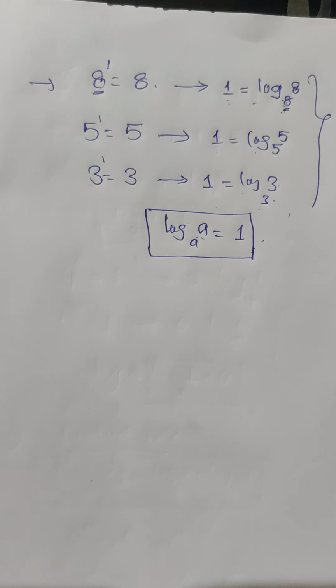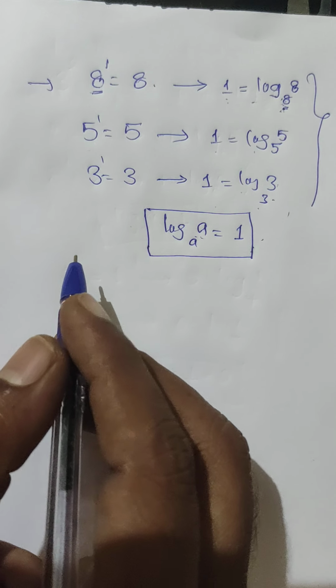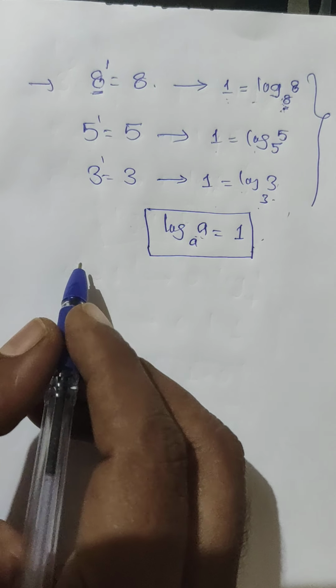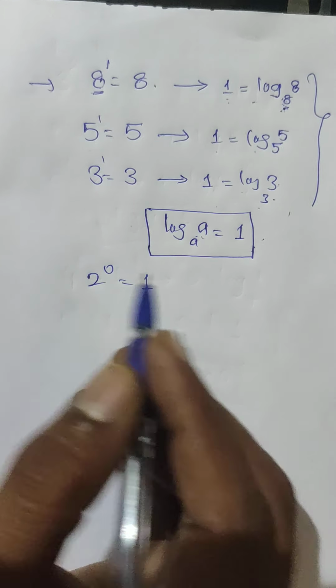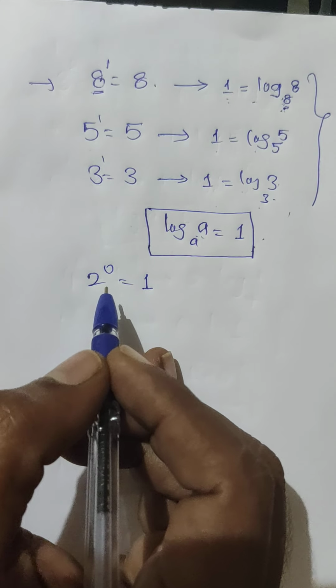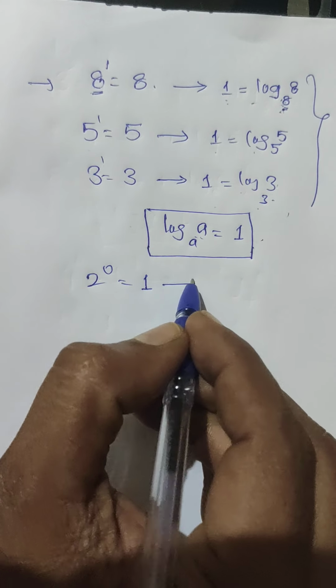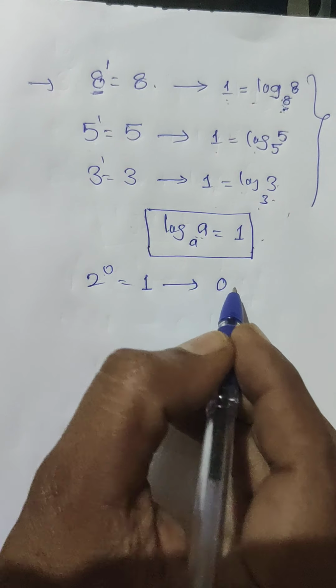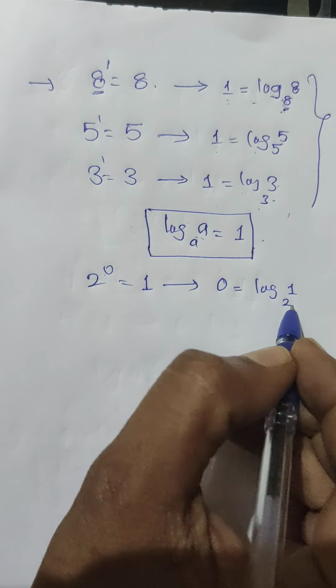Okay, let us take another one. As you already know, any number power 0 is always 1. So 2 power 0 is what here? 1. So this is an exponential form. Convert this into log form. So what happens? What is the exponent here? 0. 0 is defined as log 1 to the base 2.